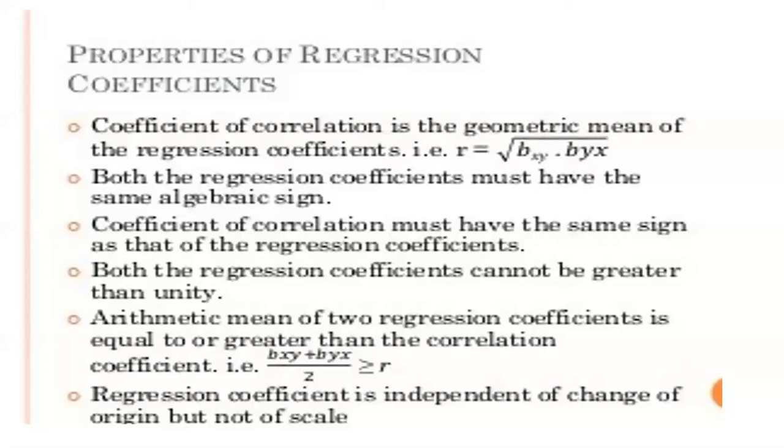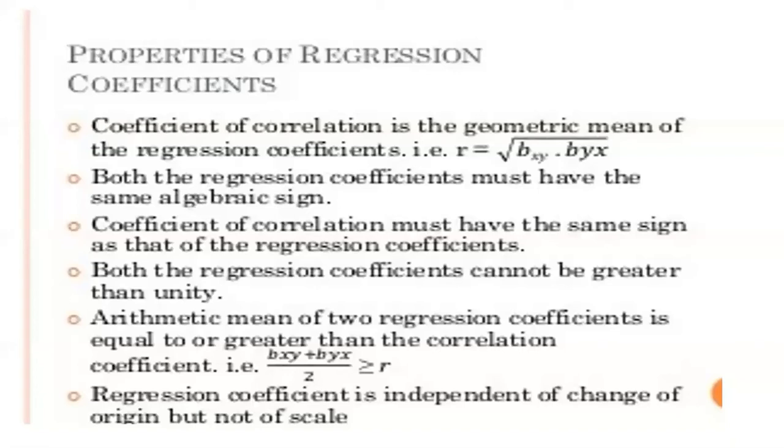Then point number 4, both of the regression coefficients cannot be greater than unity. The value of both regression coefficients should not be more than 1. Then the arithmetic mean of the two regression coefficients is equal to or greater than the correlation. If we calculate the arithmetic mean of the two regression coefficients, it will be either equal to or greater than the value of the correlation.